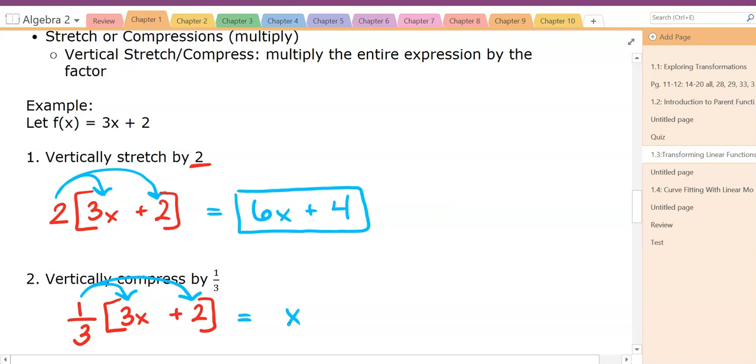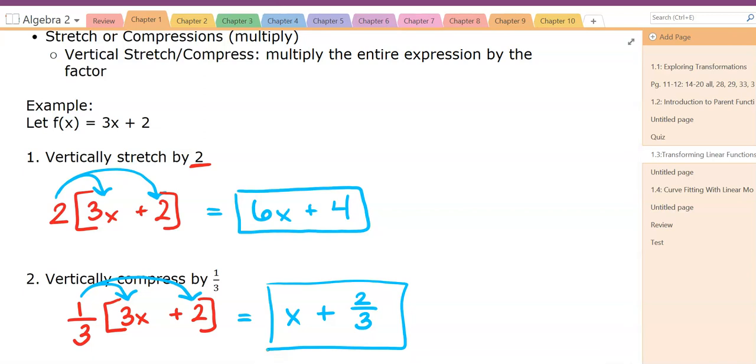Then when I take 1/3 times 2, I'm going to leave it as a fraction. So I'm just going to write plus 2/3. And I'm okay if you leave fractions like that. Especially when we're writing equations, it's probably better to have fractions, because like we've talked about in the past, graphing decimals is not easy to do.